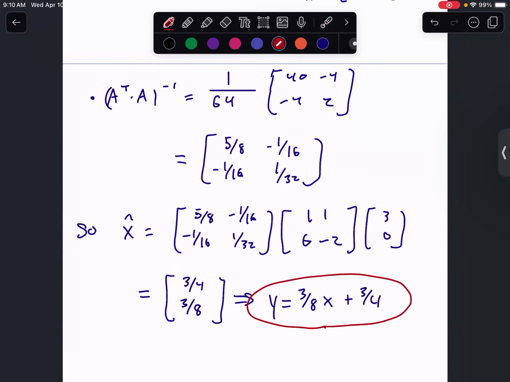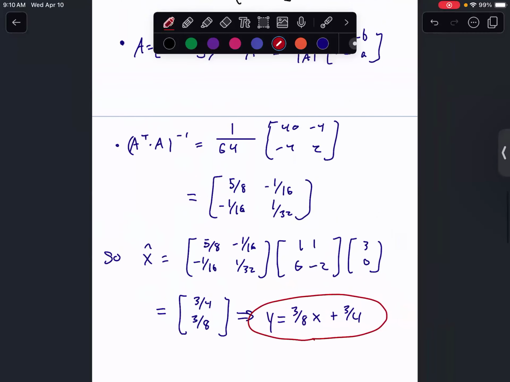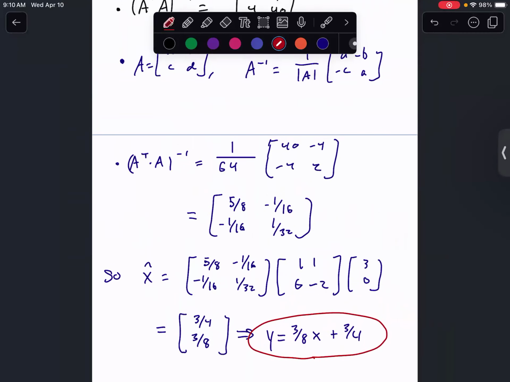And then problem 2b is very similar. There's just more data points. I think you have 2 data points instead. But the process is the exact same. It doesn't really change at all. Okay, any questions about 2a?